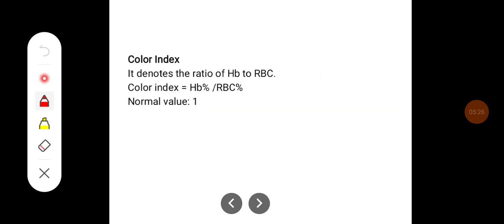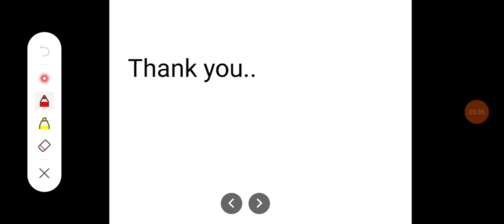Then color index denotes the ratio of hemoglobin to RBC. So the normal value is around 1. This is in brief about the RBCs and RBC indices.